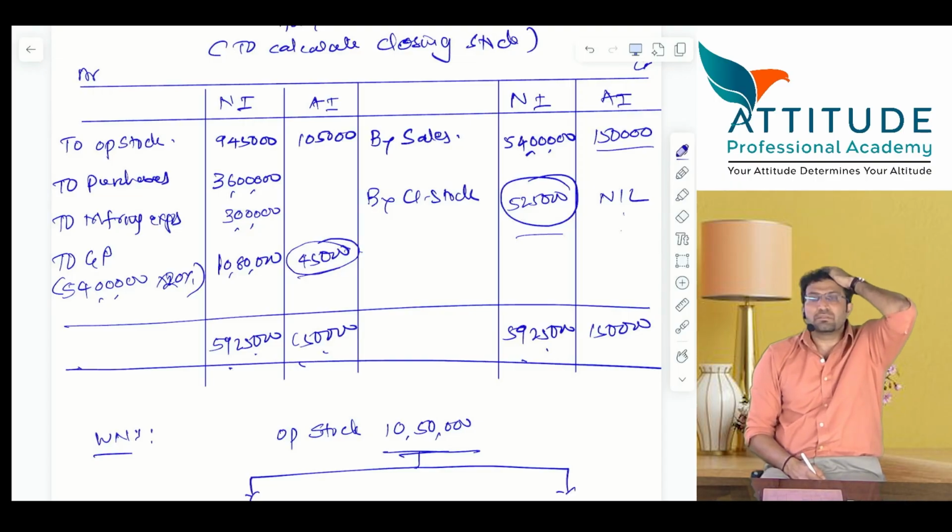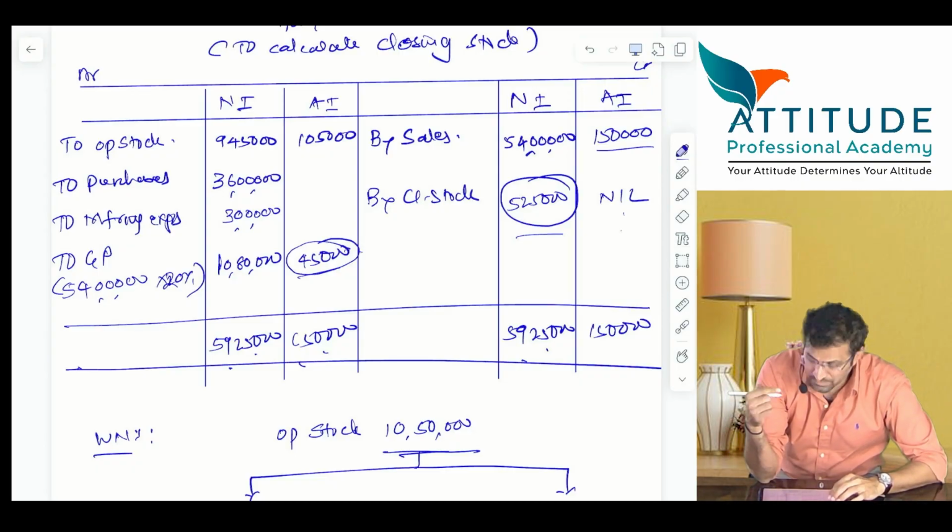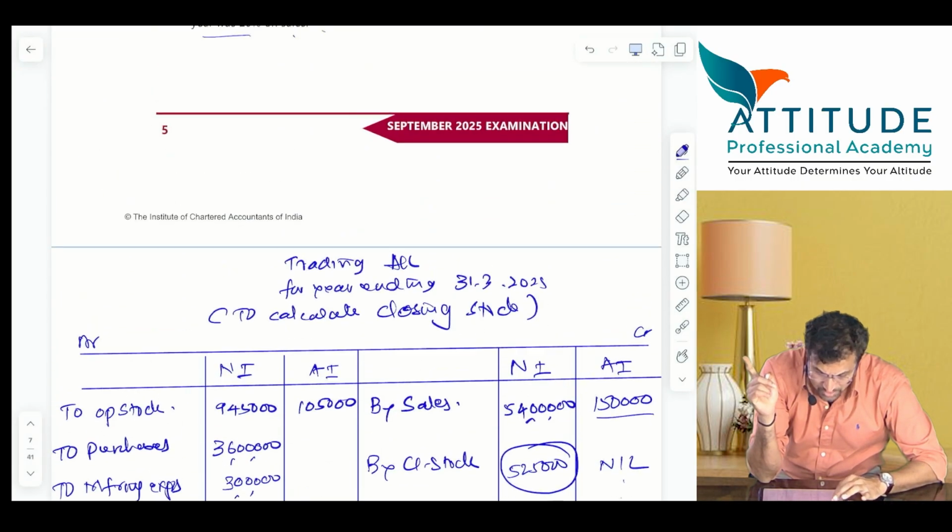Have you taken down this sum? This is how you have to find out the closing stock.